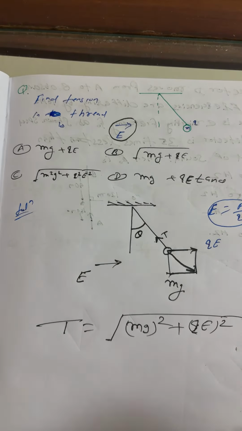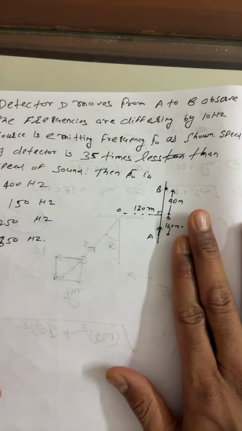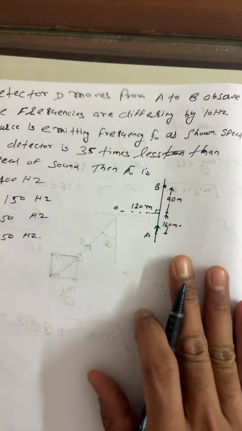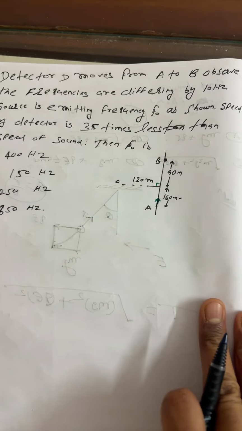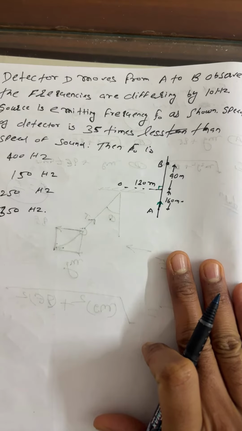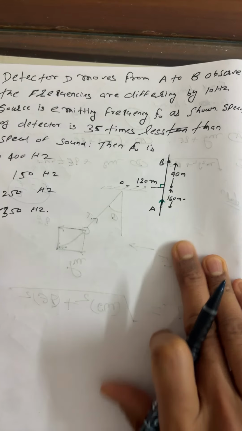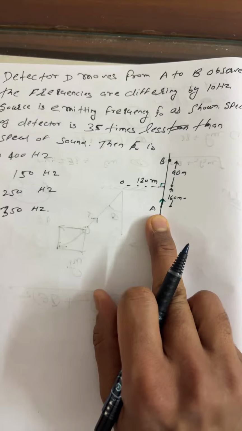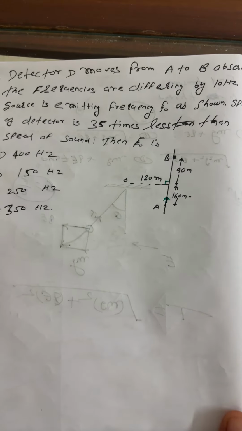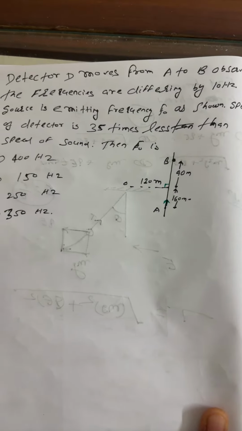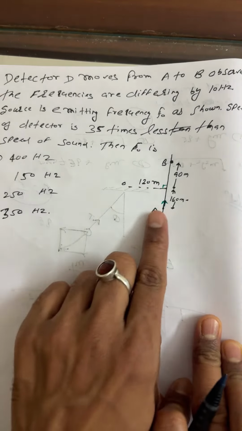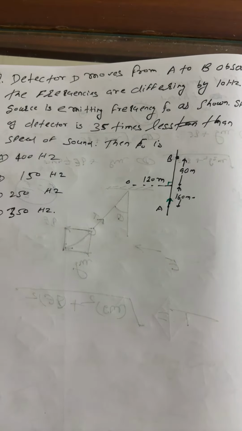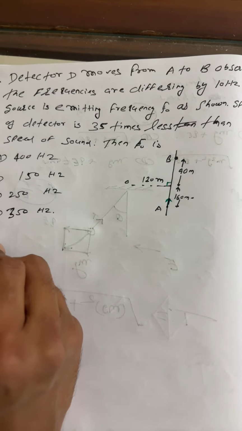Okay, now students, have a look at the next question. This question will take time. It's a very good, advanced question. A detector D moves from point A to point B and observes that the frequencies differ by 10 hertz. They have already mentioned in the question the data you have to use in the solution.